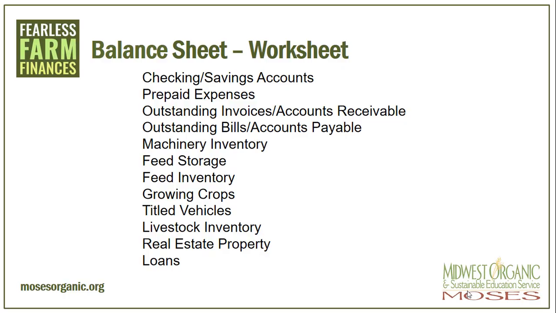Now that we've learned what goes into a balance sheet, I'm going to quickly go through the categories on the worksheets that go along with this module. The first one on the first page is your checking and savings account information. Make sure you're putting your account name as well as the bank that it's with so you can remember which one it is from year to year. Also mark whether it's a farm or a personal account. Remember, it is much better to keep these separate. And then you can simply write down a balance.